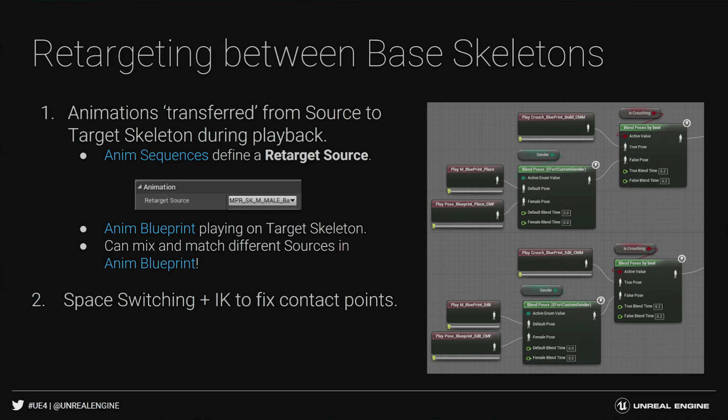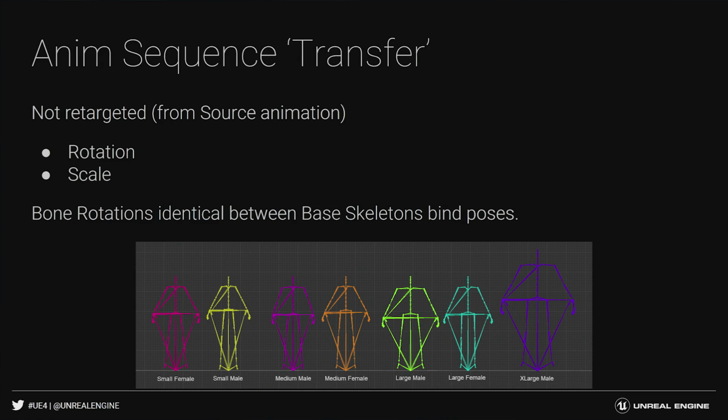The second point is we use space switching and IK to fix contact points. But that's something that we'll look at a little later. So how do we transfer this animation? I mentioned earlier that all the rotations are constrained together. They're all identical, so there's nothing to do there. We just read translation from the animation data and just apply it. Scale is relative, so same thing. We just read it. There's nothing to do.